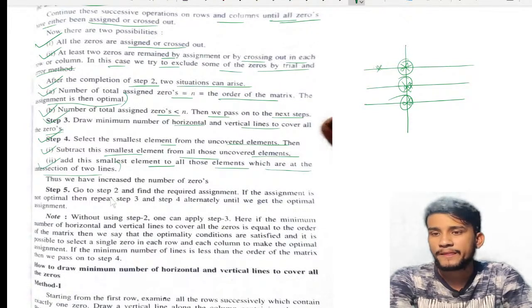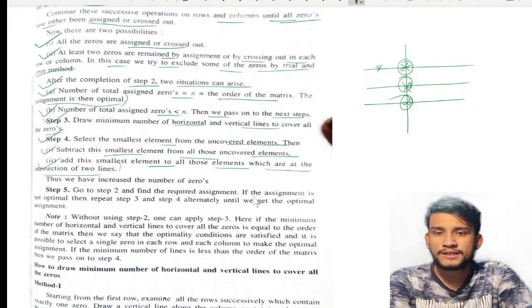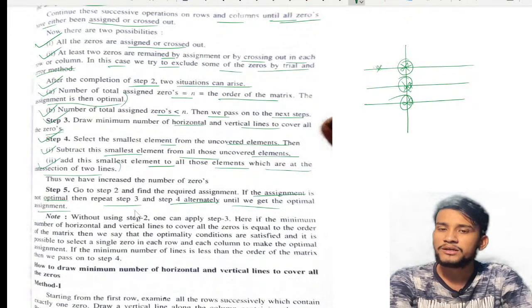And step 5: go to step 2 and find the required assignment. If the assignment is not optimal, then repeat step 3 and step 4 alternately until we get the optimal assignment. Okay, so this is the process to solve the assignment problem.